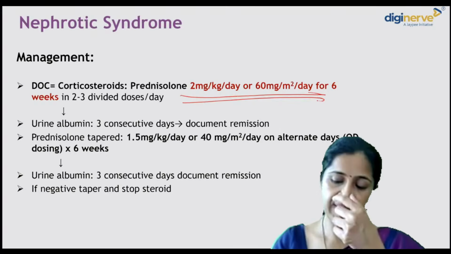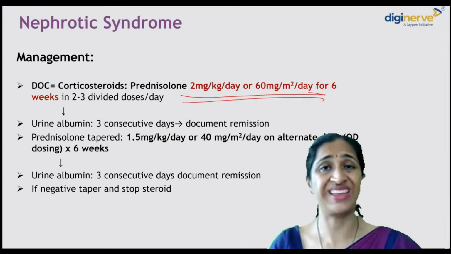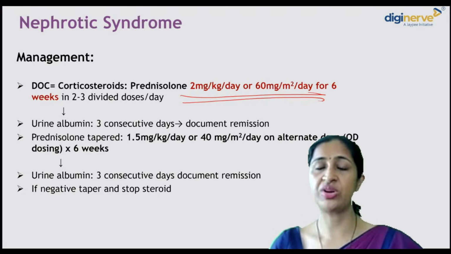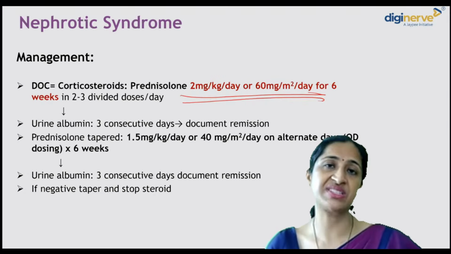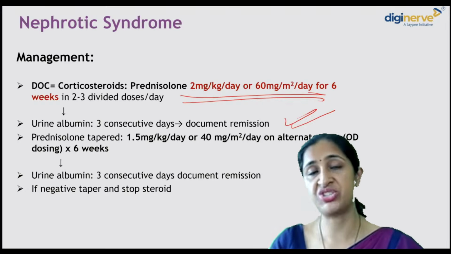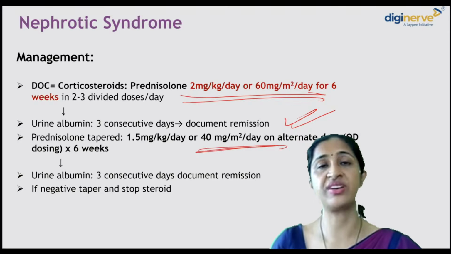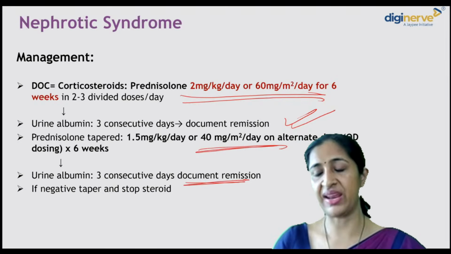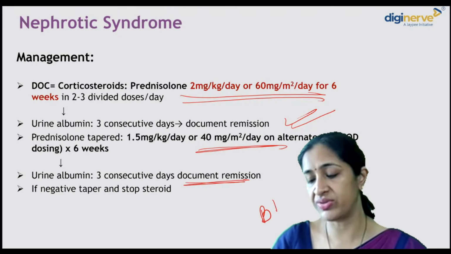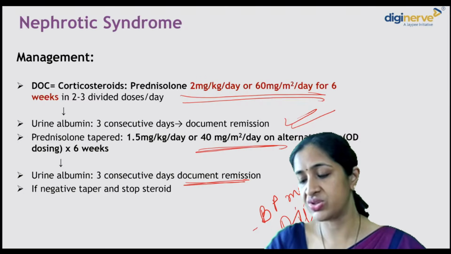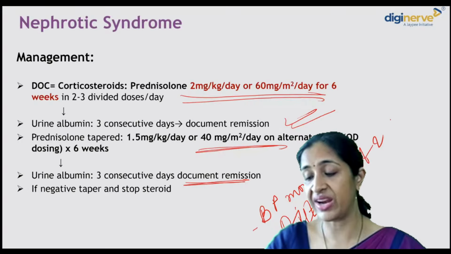Management, steroids 60 milligram per meter square per day. Remember that equals 2 milligram per kg per day. You will give this for 6 weeks. After 6 weeks, check for 3 consecutive days of urine negativity to document remission. Shift to alternate day dosing at 40 milligram per meter square per day, check urine albumin again, and then taper and stop. Important along with this is BP monitoring, dietary management with reduced salt and fats.